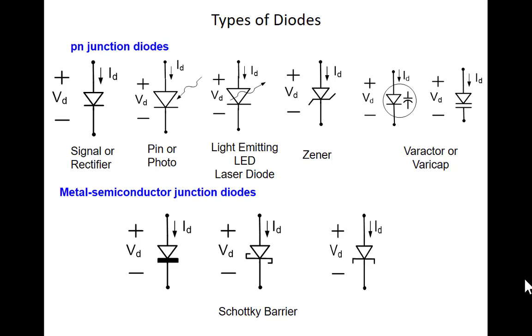We have pin or photodiodes. Now, your signal or rectifier diodes are just typically a silicon junction. But you can use other materials to make diodes as well. With some materials, when you make a diode and have current flowing through it in the forward bias direction, it emits photons. And you have other diodes, even silicon diodes will do that. If you shine light into them, you will change the current IS.